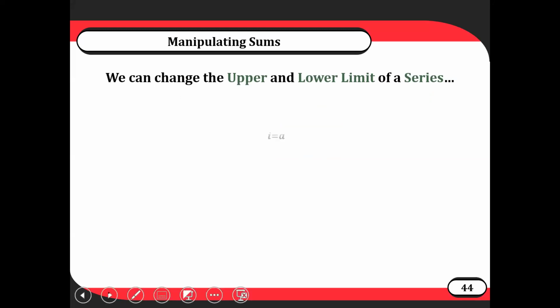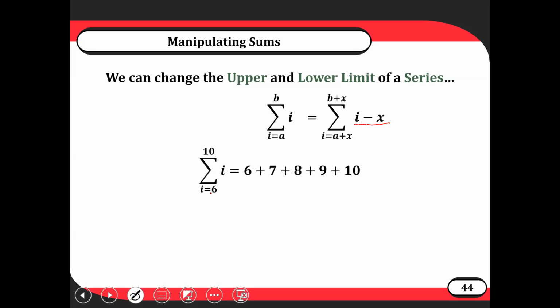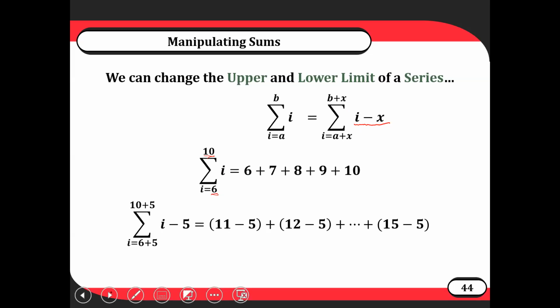So for instance, we can change the upper and lower limit of a series. These two series are equivalent. If we have the sum for i equals a to b, and the sum for i equals a plus x to b plus x, but we subtract x in the term, then those are the same. In this case, we have a equal to 6 and b equal to 10. So we have 6 plus 7 plus 8 plus 9 plus 10. And if we add 5 to a and 5 to b and subtract 5 in the term, we get 11 minus 5, 12 minus 5, and we end up with the same thing. So that's one way we can manipulate it, and sometimes that makes the difference between something very complicated and something actually quite simple.